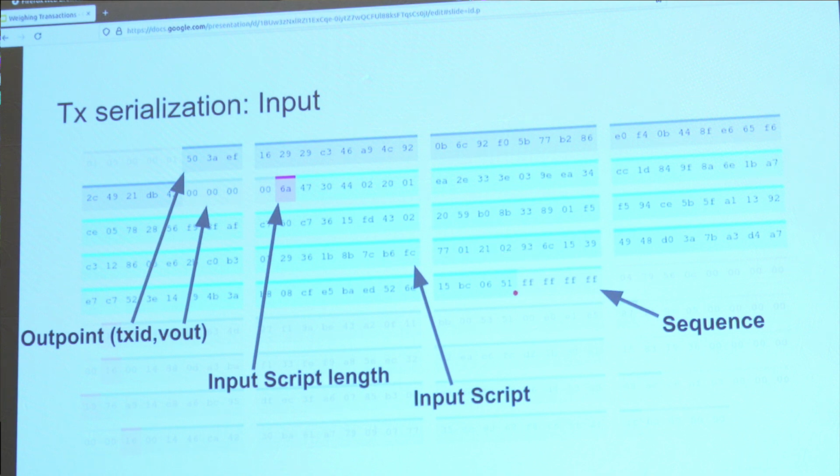And then finally, the last field of the input is the sequence. Does anybody know what we use sequences for? No? Yes, Josie.